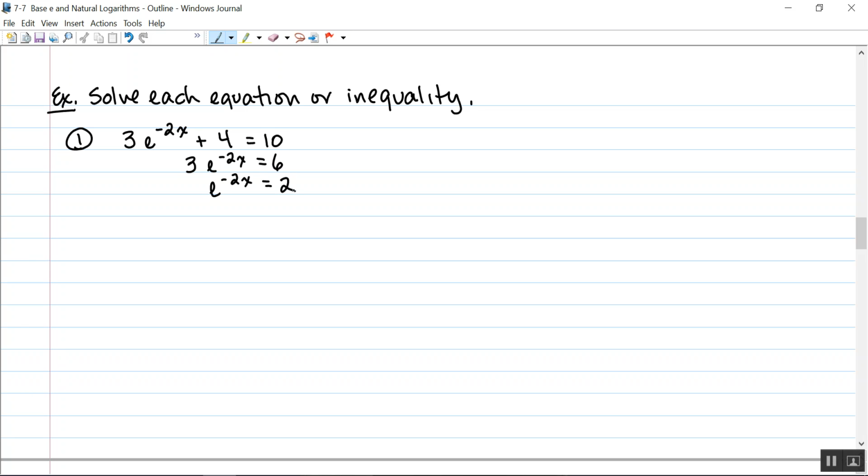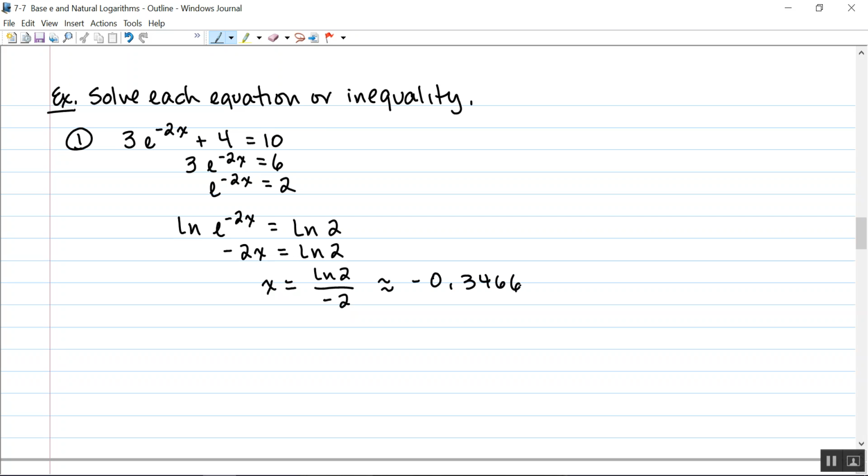And now what I'll do is take the natural log of each side of this equation. So the natural log of e to the negative 2x equals the natural log of 2. And remember, the natural log of e raised to any power is equal to just that power. So that's negative 2x is equal to the natural log of 2. And solving for x, dividing both sides by negative 2, the natural log of 2 divided by negative 2, and plugging that into your calculator, that's approximately equal to negative 0.3466. And again, for most of these, we're going to be rounding to 4 decimal places.